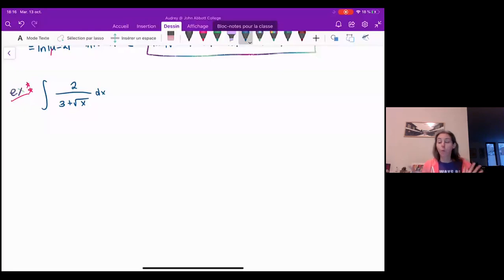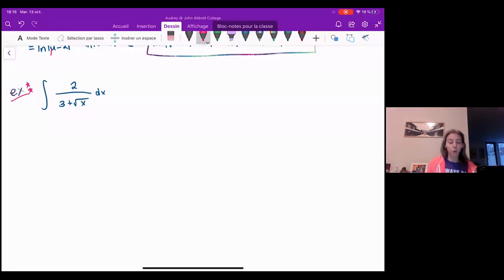Okay, so I just want to look at one last thing that can happen here with that type of substitution, where you might think that you have to use partial fractions, but you actually don't. So I have the integral of 2 over 3 plus the square root of x dx. This is the problem where the substitution is really obvious.